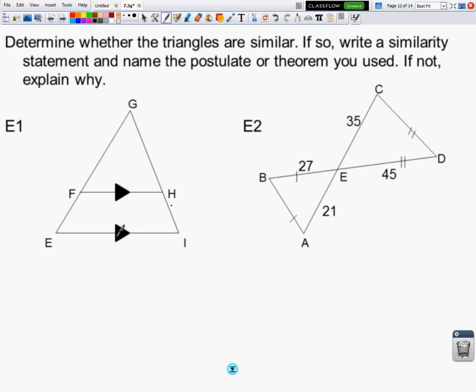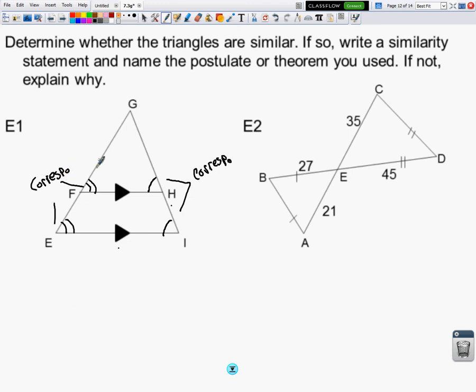What do these two symbols mean in example 1? That these lines are parallel. What can you tell me about this angle and this angle? These two angles are congruent. Why? They are corresponding. How about this angle and this angle? They're congruent too because they're what? Corresponding.